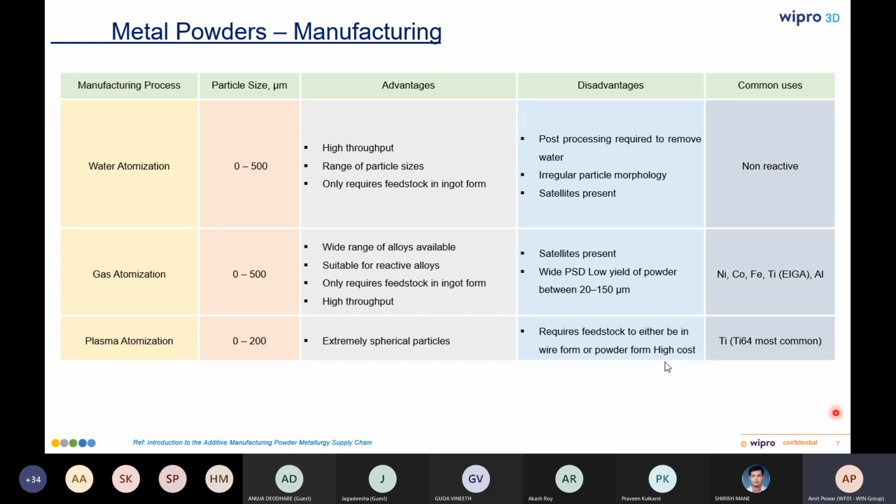So here is the trade-off. If you want a good quality powder, and if it is for aerospace and defense applications, you can go for the plasma atomized powders. And if your requirement is not so stringent and the application is in the automotive domain, as I mentioned earlier, you can choose gas atomized powders or even water atomized powders, in some cases to reduce the cost of manufacturing.